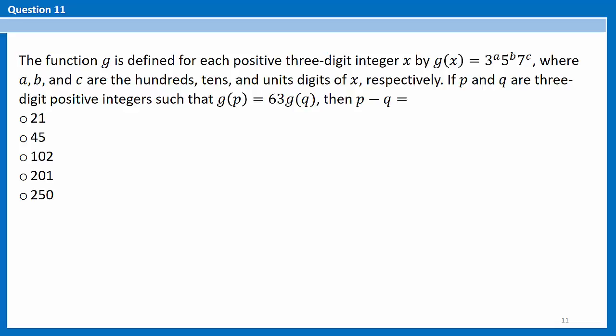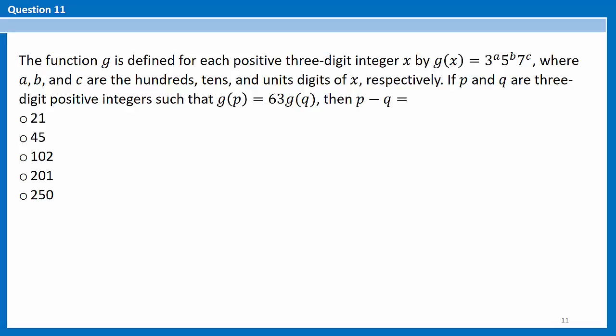The function g is defined for each positive 3-digit integer x by g of x equals 3 to the power a times 5 to the power b times 7 to the power c, where a, b, and c are the hundreds, tens, and units digit of x, respectively. If p and q are 3-digit positive integers such that g of p equals 63 times g of q, then what is the value of p minus q?